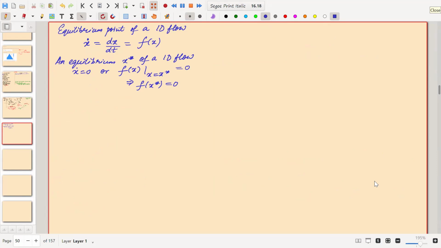To check stability. After finding an equilibrium point, you have to check whether it is stable or unstable, right? So how do we check whether it is stable or unstable? That's the plan, right? So let us visualize.